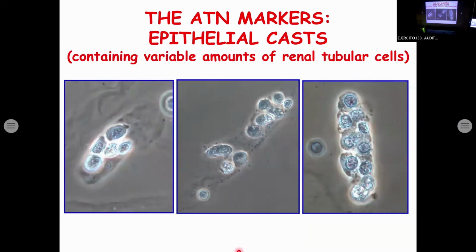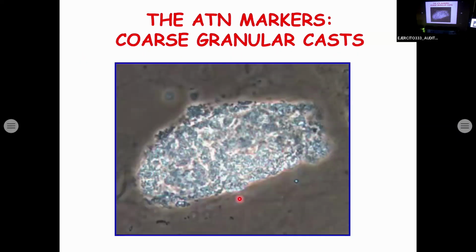Then we have the epithelial cast, which can, of course, contain different amounts of renal tubular cells. Here the matrix of the cast is not evident because the tubular cells are packed. Here we can see the matrix, the uromodulin matrix of the cast. And then we have the coarse granular cast, whose coarse granules derive from the degeneration of, probably, tubular epithelial cells.